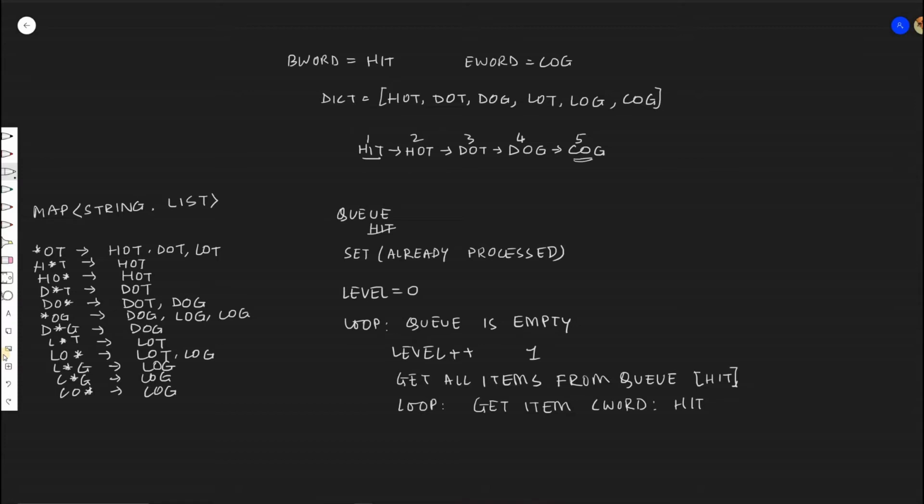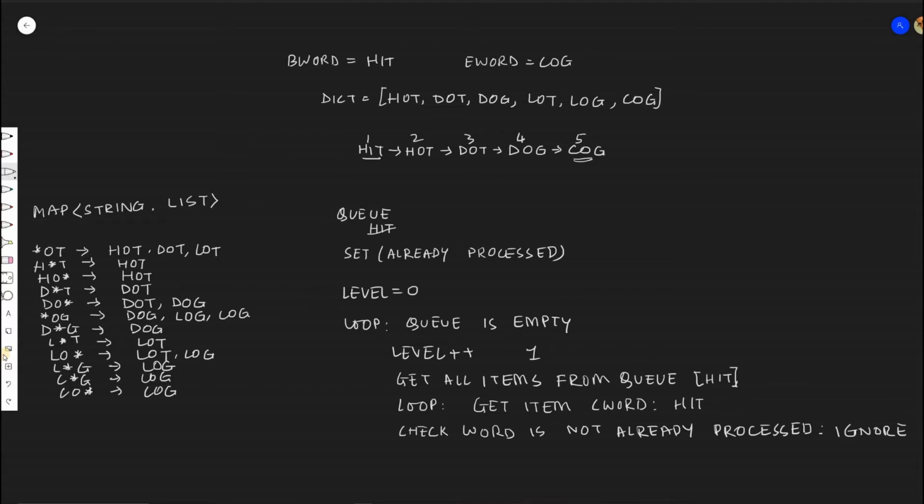So the first thing would be to see that the word that I got is not already processed. So the first would be to check if the word is already processed. If this is true, then we are going to ignore that word because we have already processed it. We might get duplicates, so there's no point in checking it again.